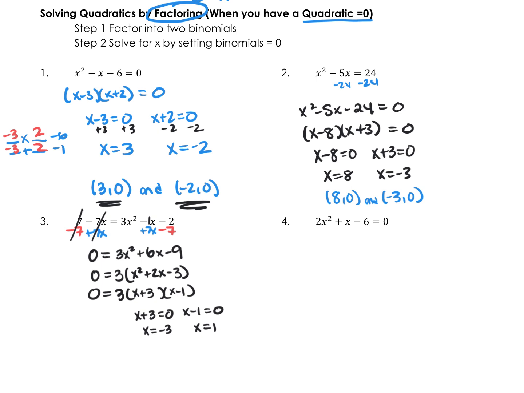What about this 3, though, in the front? Do I need to set that equal to 0? I mean, I can try. What happens if you make 3 equal to 0? Is that even possible? Does 3 equal 0 ever? No, so that's not going to really affect any of your answers, right? Because it doesn't have an x in it. So then your two answers are going to be (-3, 0) and (1, 0). It's not going to affect your zeros, right? It's not going to affect your solutions.